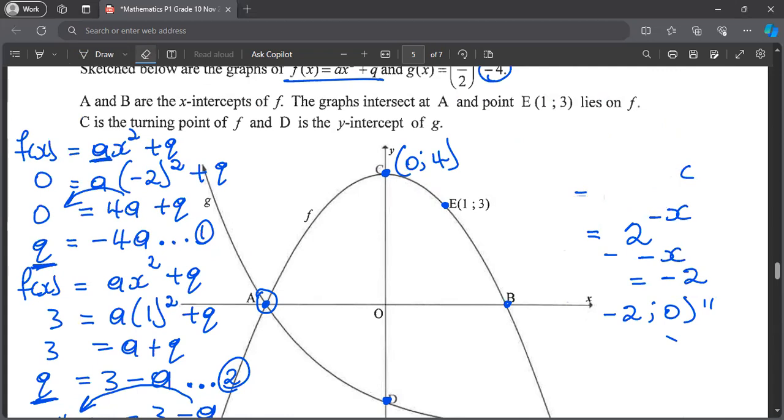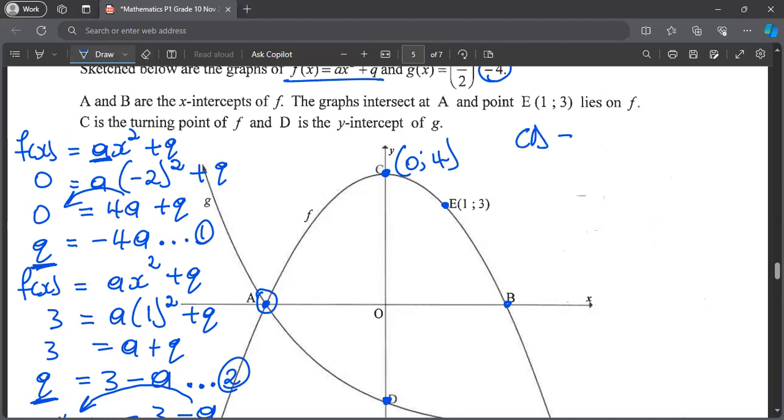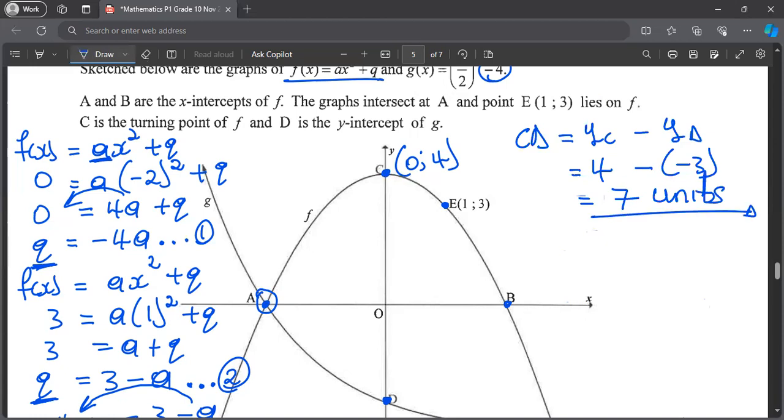So what is the bigger y value in this case? It's positive 4. And the smaller y value is negative 3. Yes, that's how you find the length of CD. You say the y value at C minus the y value at D. So here the y value is 4, but here the y value is negative 3. So 4 plus 3 will just be 7 units. Very, very key.